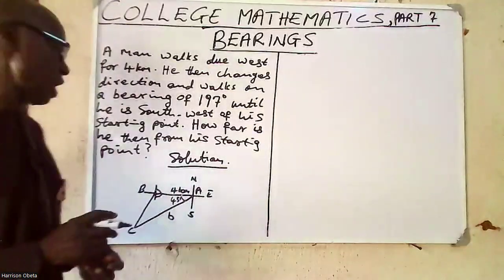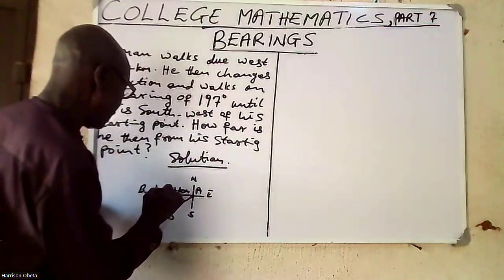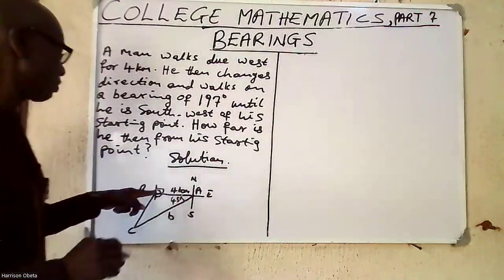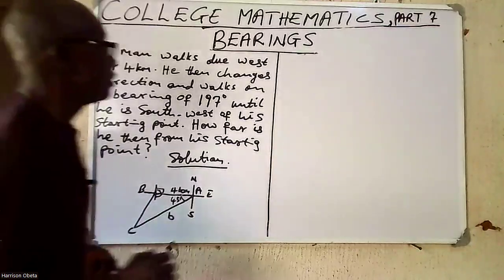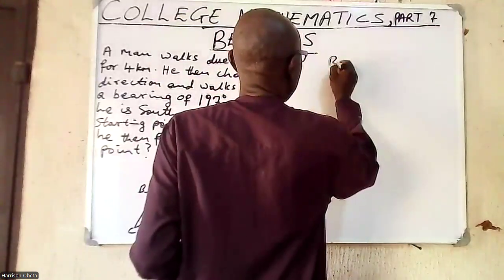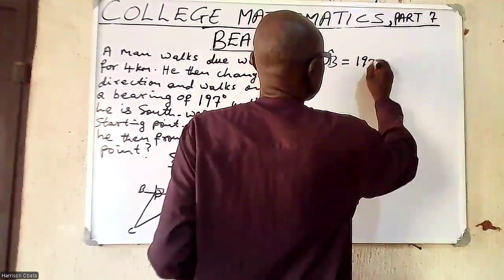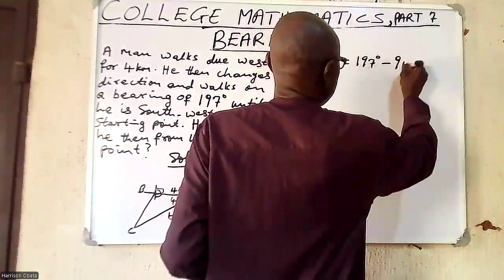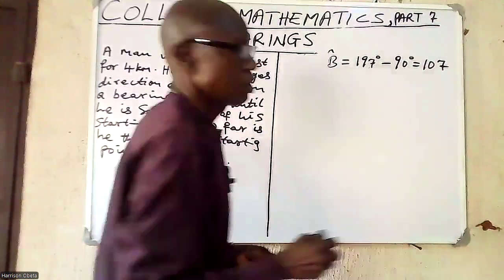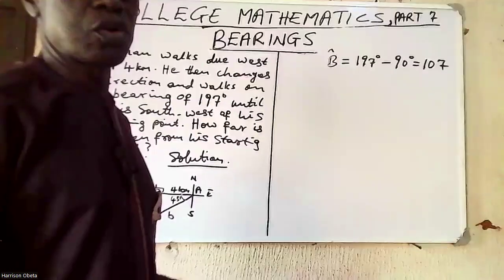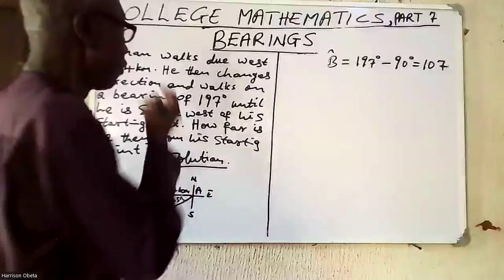Now, to get angle B, you have to remember that this is 90. You have to subtract 90 from 197. So angle B will be equal to 197 degrees minus 90 degrees, and that will give us 107. So we move on.